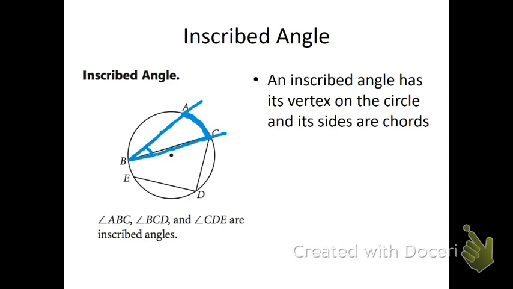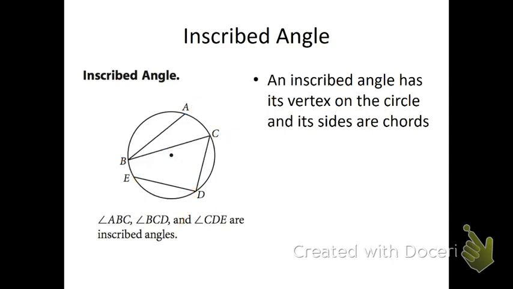Okay, here would be another inscribed angle, BCD, and that intercepts this arc. So if you knew that BD, or whatever arc this is, was 100 degrees, then you would know that this angle would be 50 degrees. So inscribed angles are always half the measure of the arc.